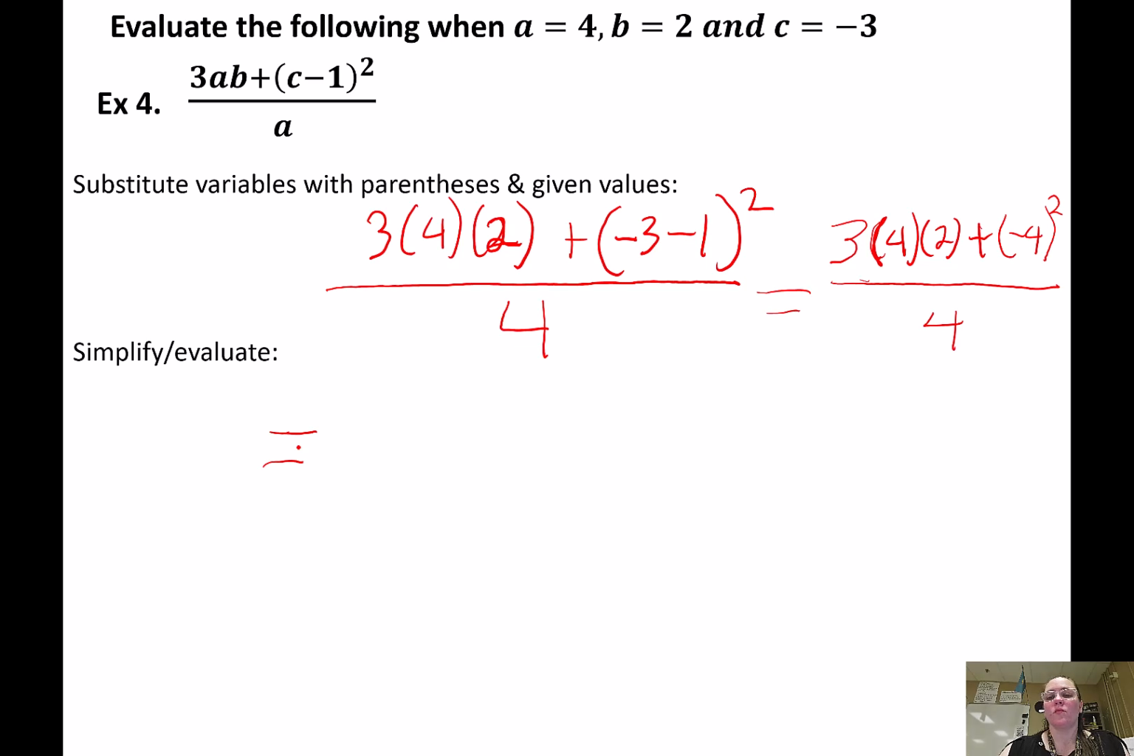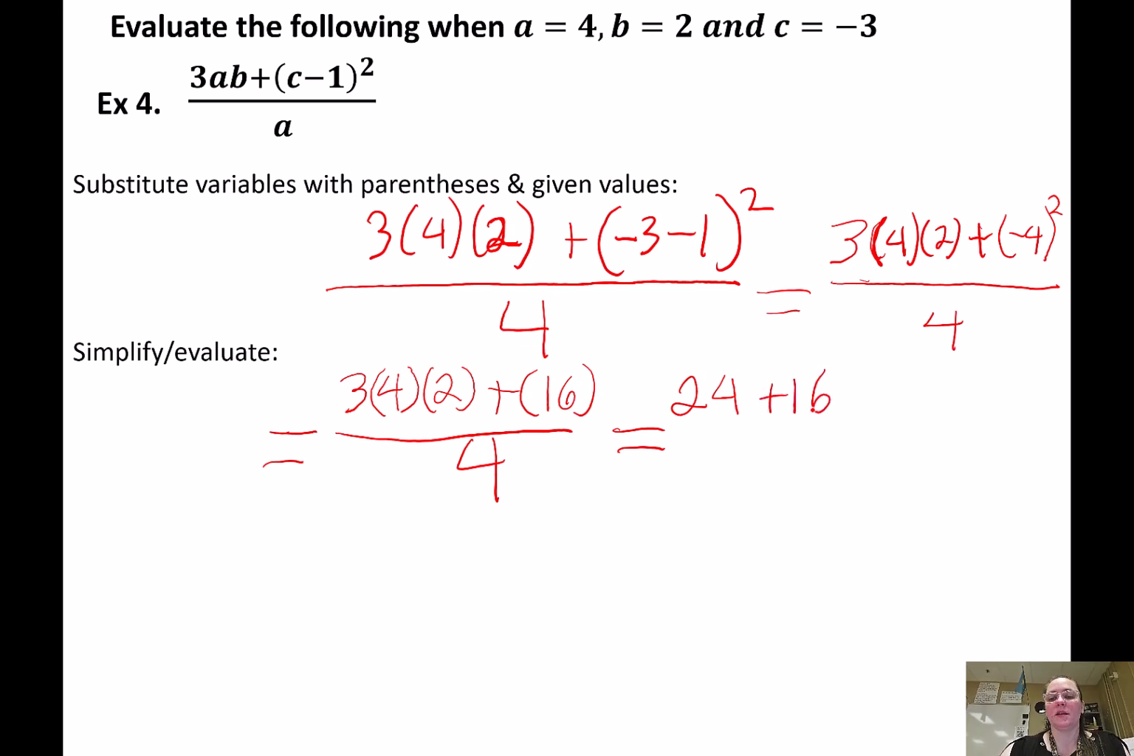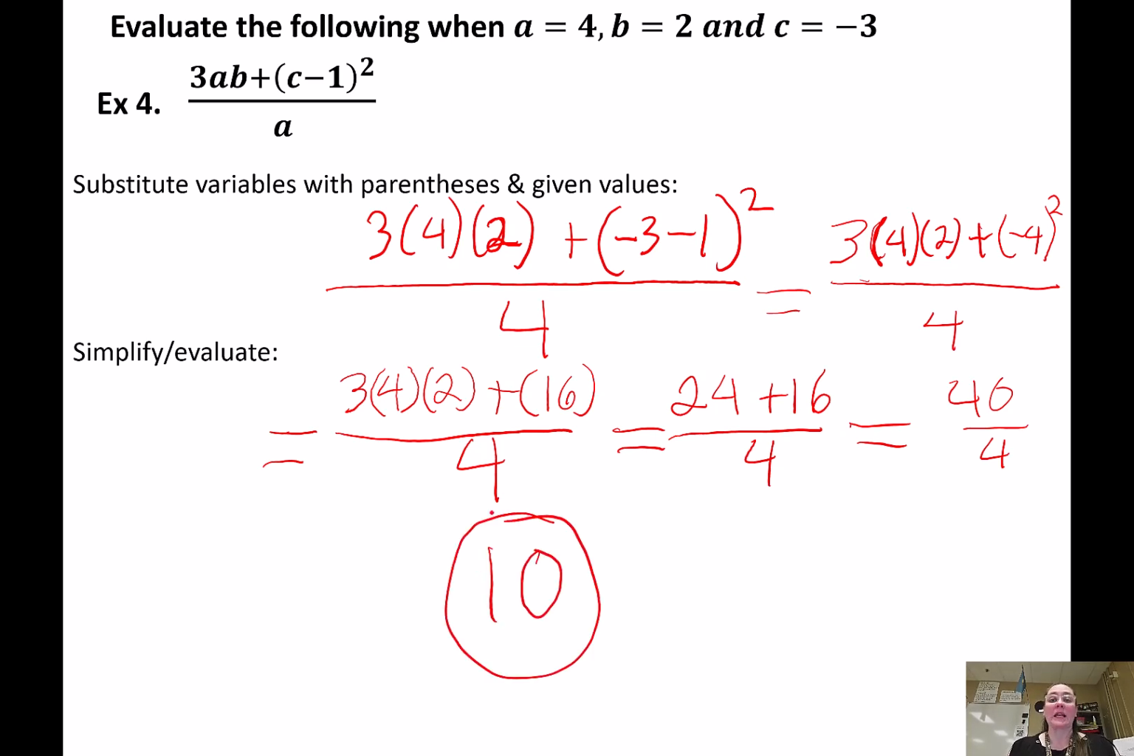Okay, so we can then do our exponent, which is 16. And then I can do my multiplication. I'm going to go ahead and do the 3 times 4 times 2 all together. Well, 3 times 4 is 12. 12 times 2 is 24. Plus 16 all over 4. And we know 24 plus 16 is 40 over 4. Then we can simplify 40 over 4. Well, 40 divided by 4 is 10. So our final answer here is 10.